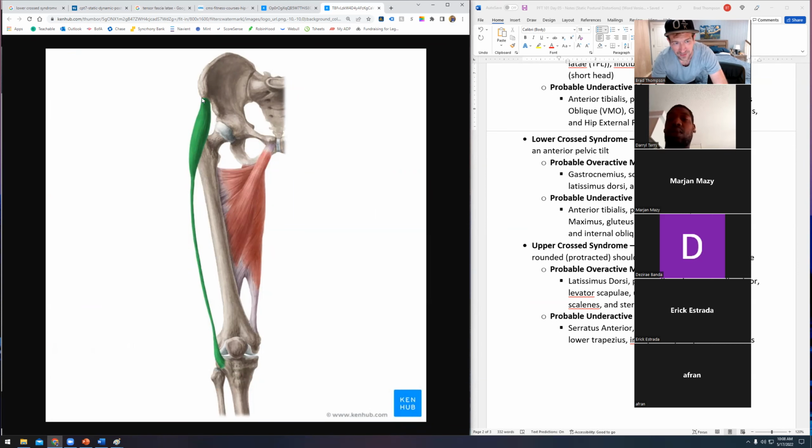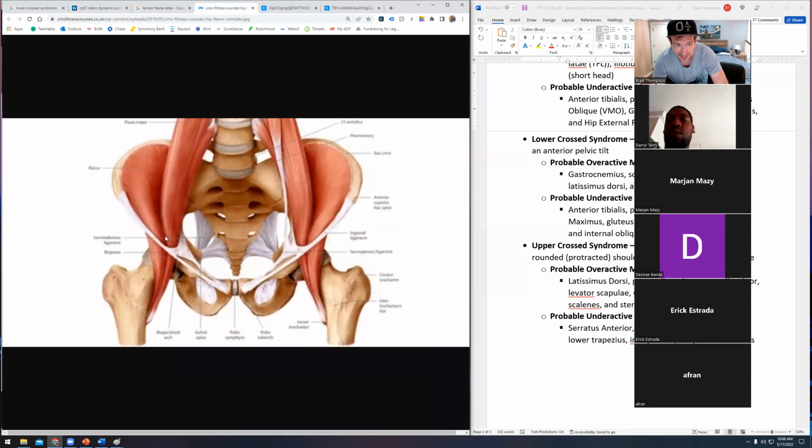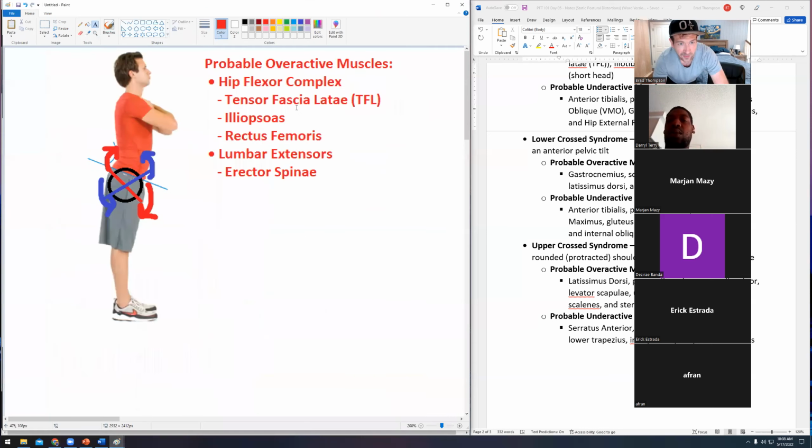And there it is, there's the TFL. So same spot, grabbing the femur, and then it becomes the IT band down here. So very tight. Those are all the hip flexors, right? The iliopsoas, and that's what we got listed here. The TFL, tensor fasciae latae, iliopsoas, and rectus femoris. All of those are the ones that are tight on the front here. So that is our list that's pulling down in the front, okay?